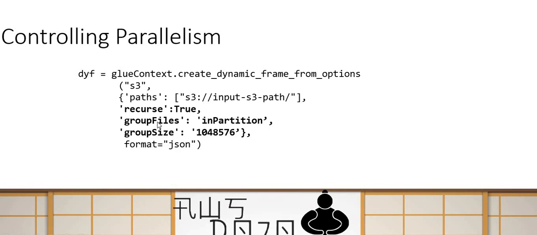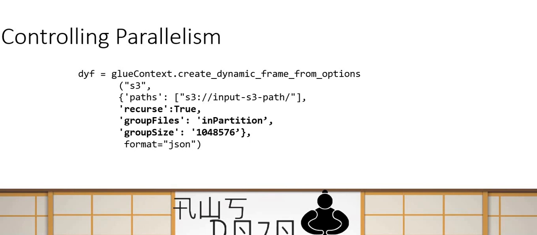Then you provide two more parameters. One is group files, where you're looking into partitions, and then your group size, which is actually in KB, so it is roughly 1 MB in fact. By providing group files and group size, you're saying that my Spark task, by virtue of this code, will be allocated 1 MB of data, not more than that. That way you can control parallelism.